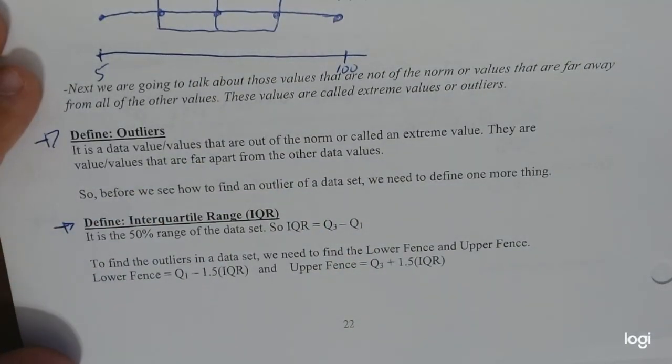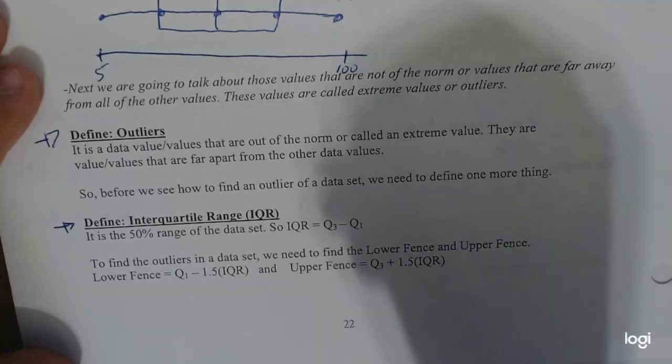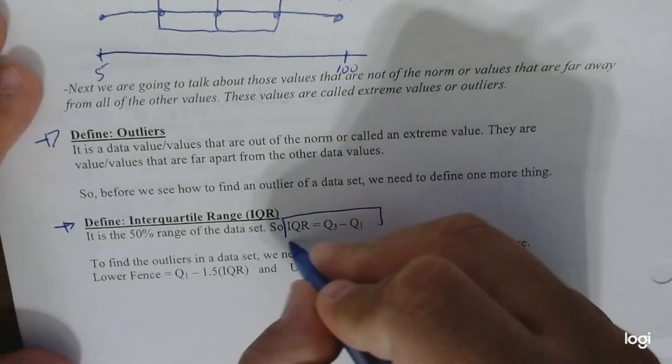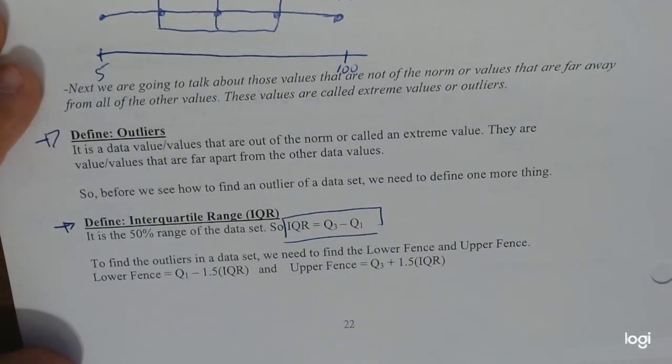This is the middle 50% range of the data set, and the equation for the IQR is Q3 minus Q1. So that's the first thing you have to find, the Interquartile Range, or IQR. It is Q3 minus Q1.